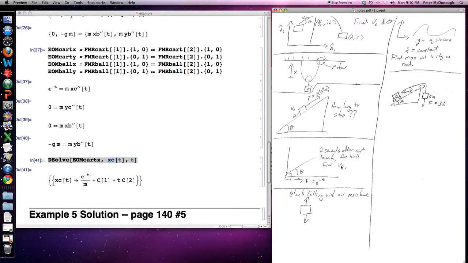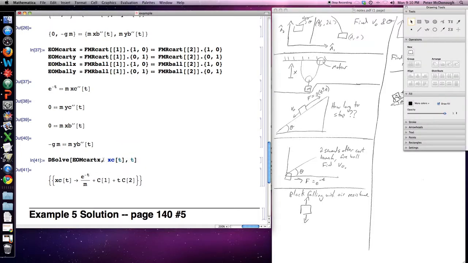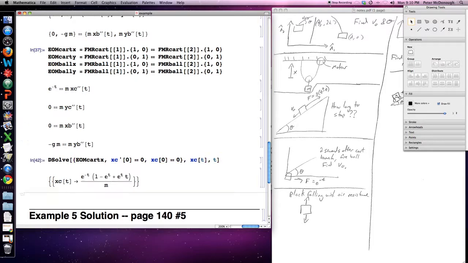Let's see here. xc of t is equal to this. We have initial conditions: this cart is starting at rest. Write that down somewhere. Starting at rest with initial velocity of 0. So let's add in these initial expressions. xc dot of 0 is equal to 0, and xc of 0, or just the position at 0, is equal to 0.